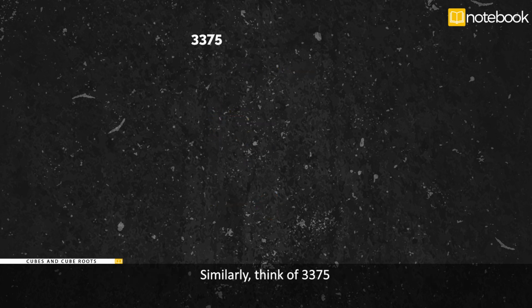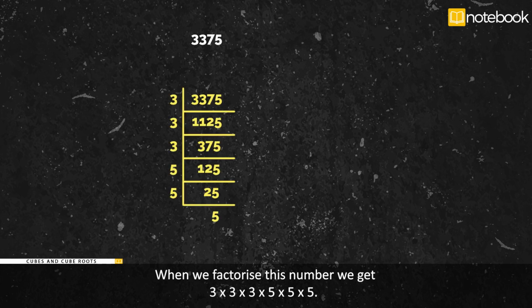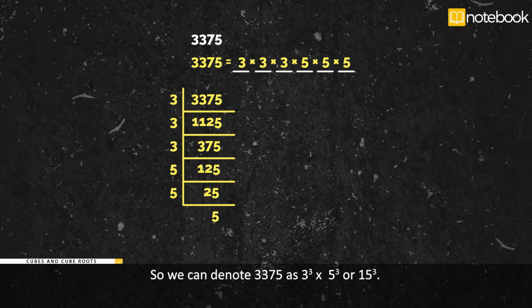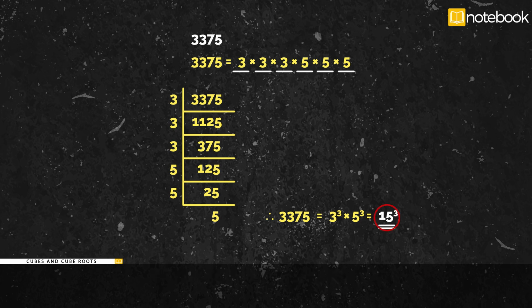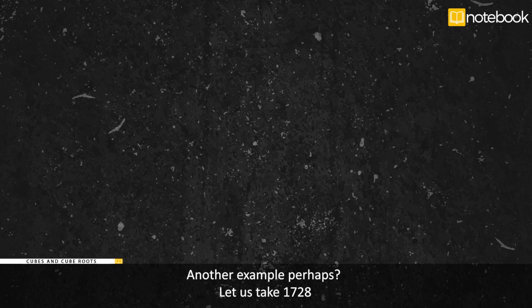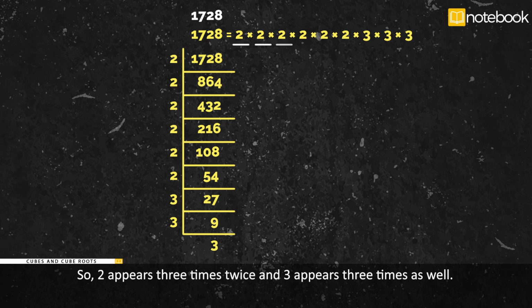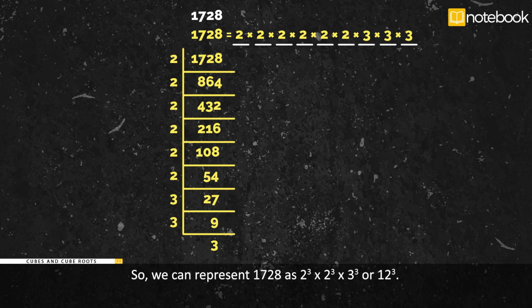Similarly, think of 3375. When we factorize this number, we get 3 into 3 into 3 into 5 into 5 into 5. We see that 3 appears 3 times and 5 appears 3 times as well. So we can denote 3375 as 3 cube into 5 cube, or 15 cube. Another example perhaps, let us take 1728. When we factorize 1728, we get 2 into 2 into 2 into 2 into 2 into 2 into 3 into 3 into 3. So 2 appears 3 times twice and 3 appears 3 times as well. So we can represent 1728 as 2 cube into 2 cube into 3 cube, or 12 cube.